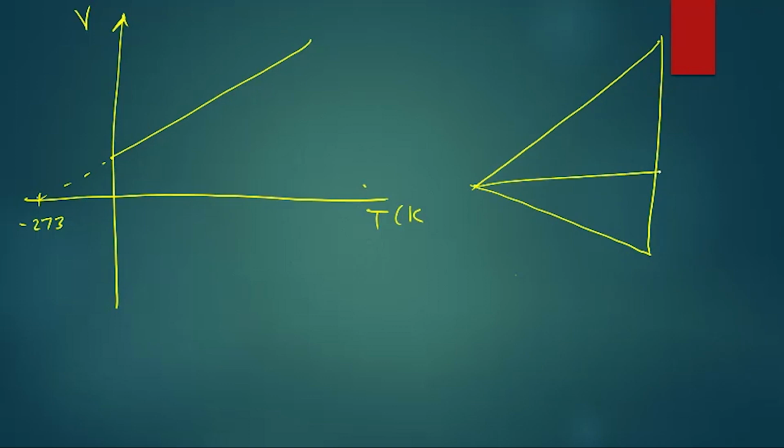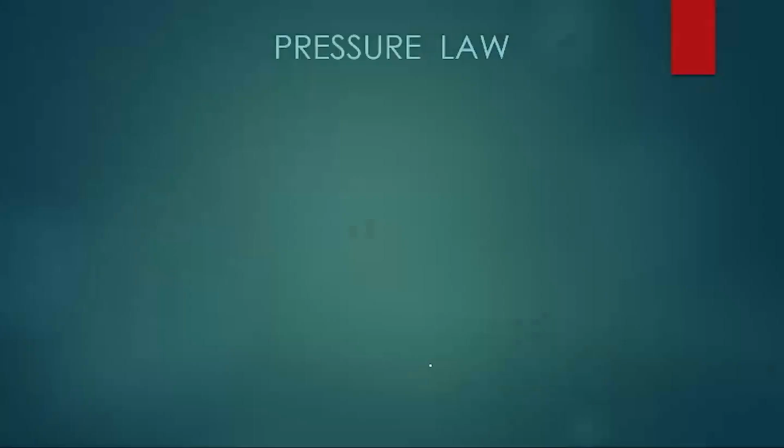Then we have this. So we have V1, V2, V3. Let's assume we have 3 volumes. Then we have T1, T2, T3. You can now see that even as the volume is increasing, so also the temperature in Kelvin. So that is the diagrammatic representation of Charles' law.